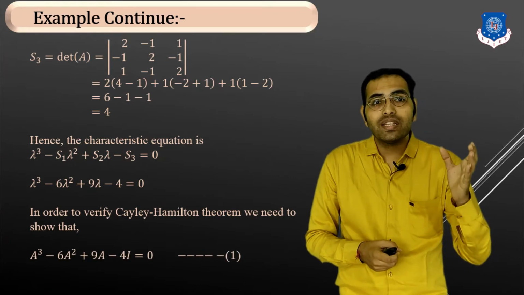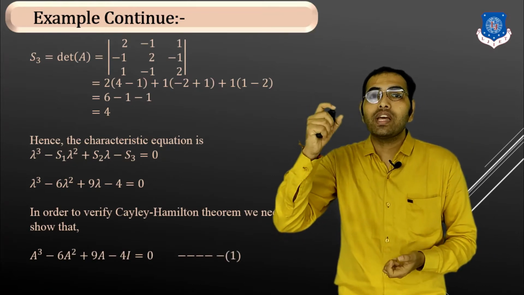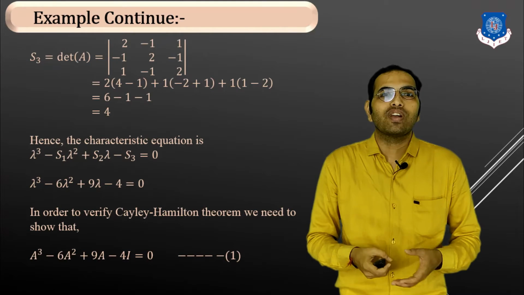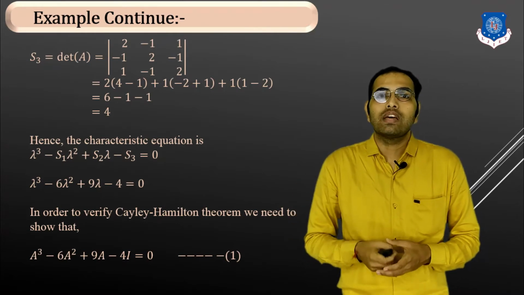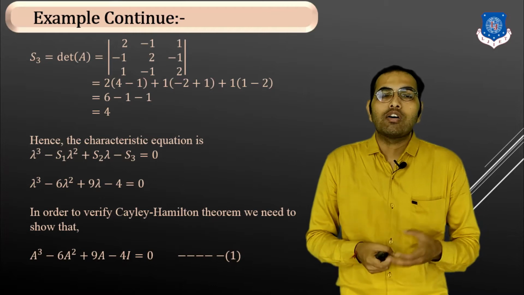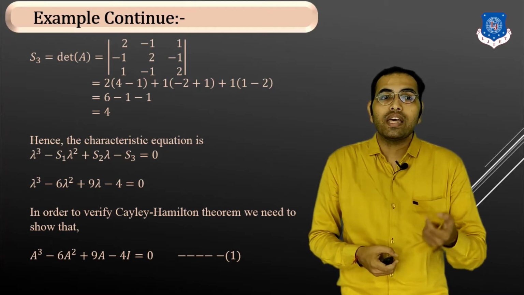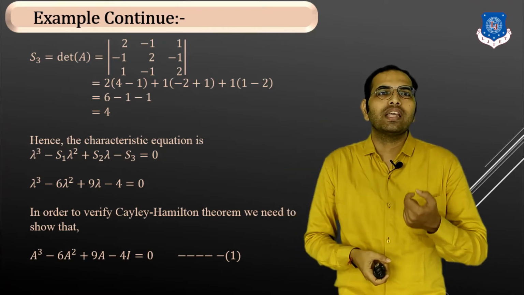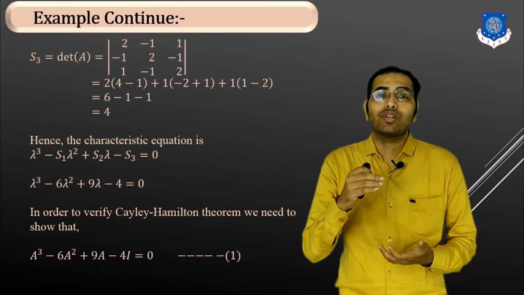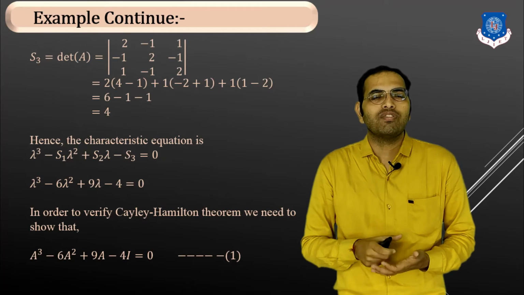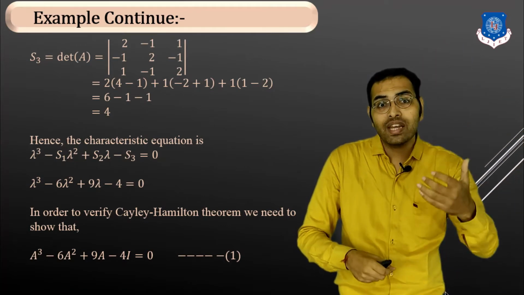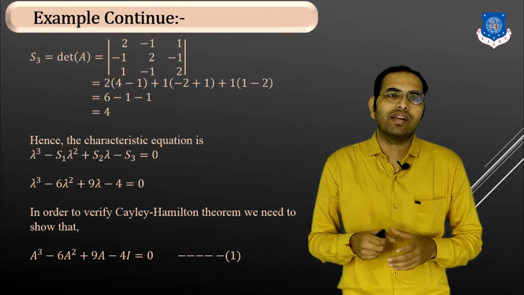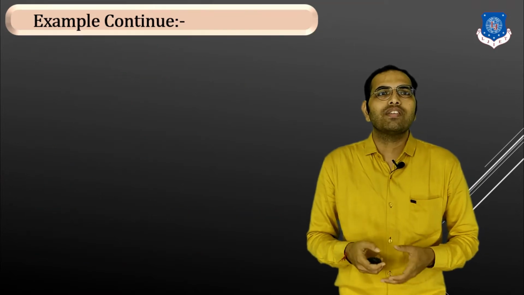For that, replace lambda with capital A, where A is our matrix. That will give you A cube minus 6A square plus 9A minus 4I equal to 0. That is our equation number 1. We have to verify the Cayley-Hamilton theorem. For that, we have the terms A cube, A square and A, which is already given in the question. Then finding A square and A cube and substituting the values of A square, A cube, A in equation 1 in the LHS portion, and simplifying, we get the null matrix. If it is the null matrix, then the Cayley-Hamilton theorem is verified. For the verification, firstly we have to find A square.